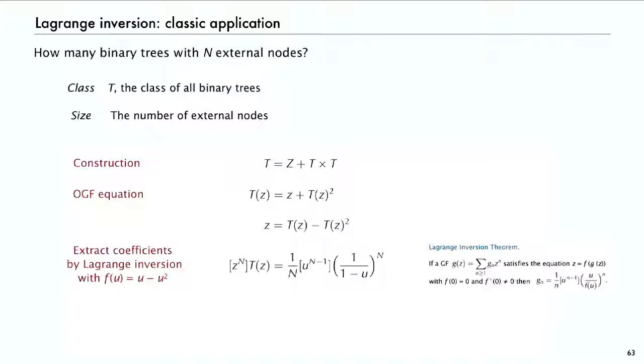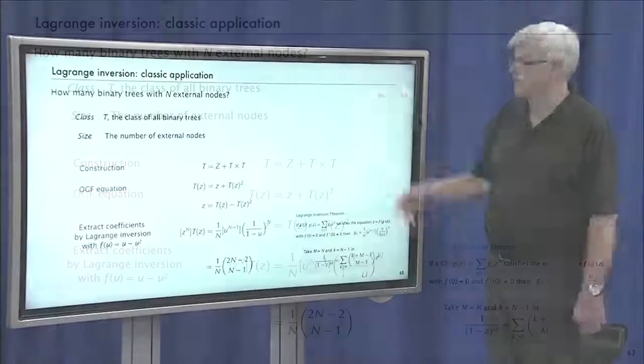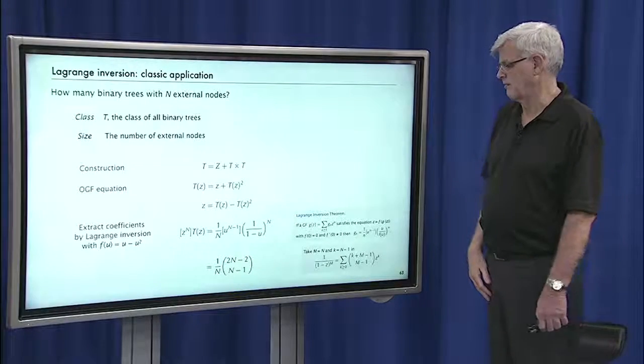So we've got z equals f of g of z, u minus u squared, t of z minus t of z squared. So we took f of u equals u minus u squared, so we want u over f of u. That's u over u minus u squared, that's 1 over 1 minus u. So we have the coefficient of u to the n minus 1 in 1 over (1 minus u) to the n. Use the standard generating function for 1 over (1 minus z) to the m, and we get the Catalan numbers out. So that's a classic application of Lagrange inversion.